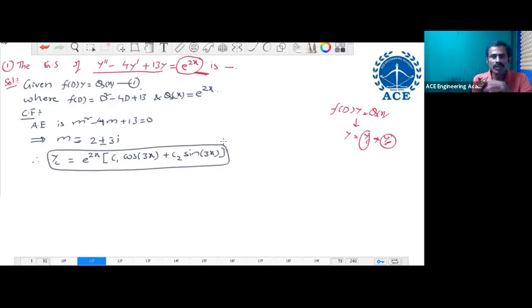Up to here, finding the complementary function yc is completed. Next, for the non-homogeneous part, we try to write the particular integral, PI. In the non-homogeneous part, the function is exponential. Because it is exponential, by using the first method, we write the particular integral.